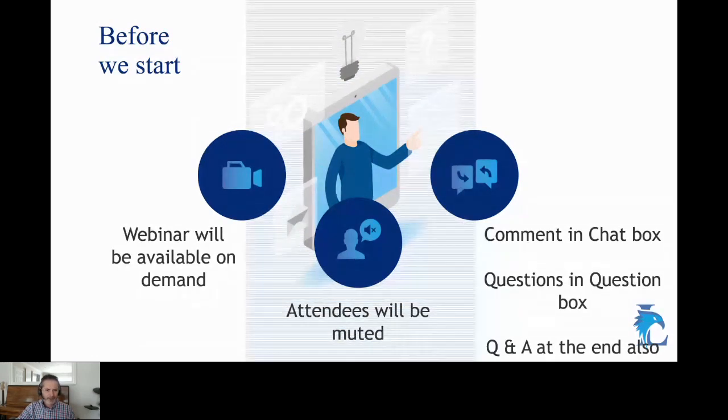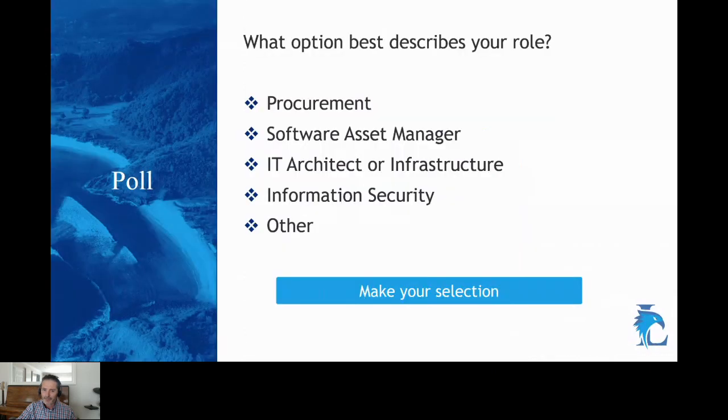To get us started and get our fingers moving, we're going to have our first poll of the day. Give me a moment as I click on the poll and publish it. Basically the poll is, what option best describes your role? Procurement, software asset management, on the technical side with IT architecture and infrastructure, or more on the InfoSec side, or other. So click your buttons and make your selection.